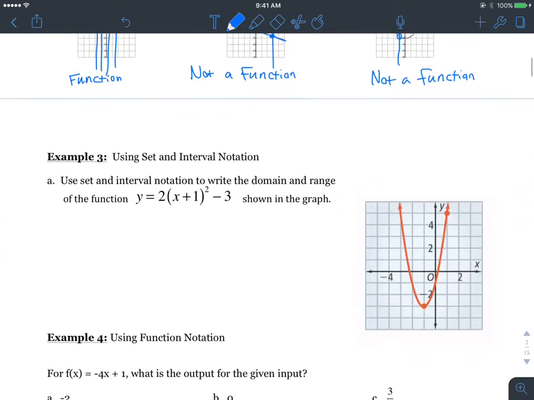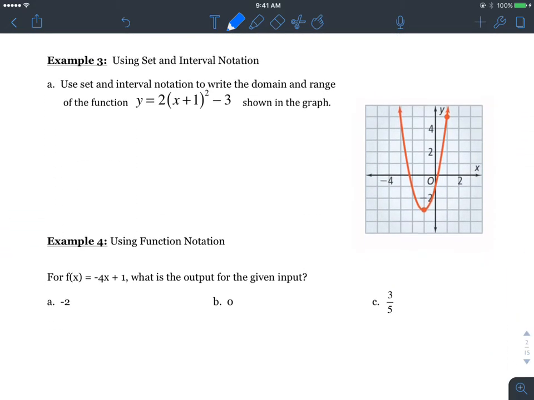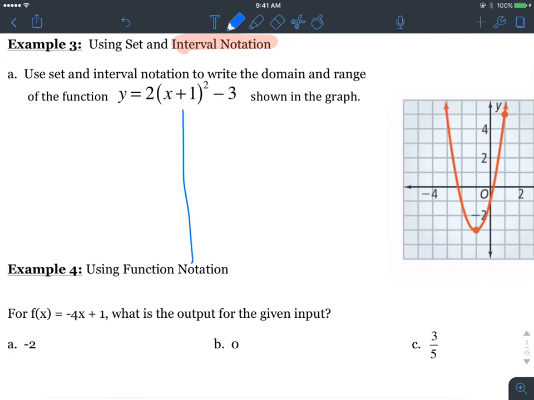Okay. Alright, so let's see what we got going on for this next one. Using set and interval notation, write the domain and range of the function. So this is getting practice doing both of the different ways there. Interval notation, I know that here at Flower Mound we're going to use the interval notation quite a bit. We don't use the set as much, but you still need to be familiar with it here.